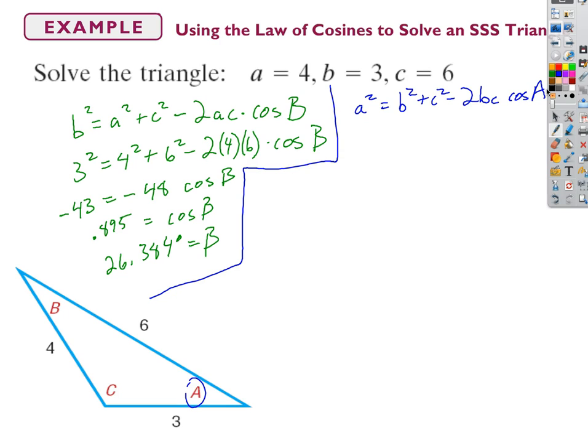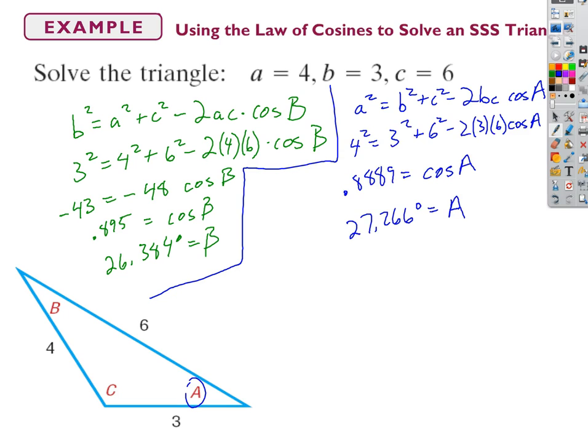Pause the video right now, guys. Pause, and boom. You should have been able to get 0.8889, which is equal to cosine of A. That gives 27.266 degrees. And last but not least, I go ahead and find out what C is by taking 180 minus 26.384 minus 27.266, and I find out that C is going to be equal to 126.349 degrees.